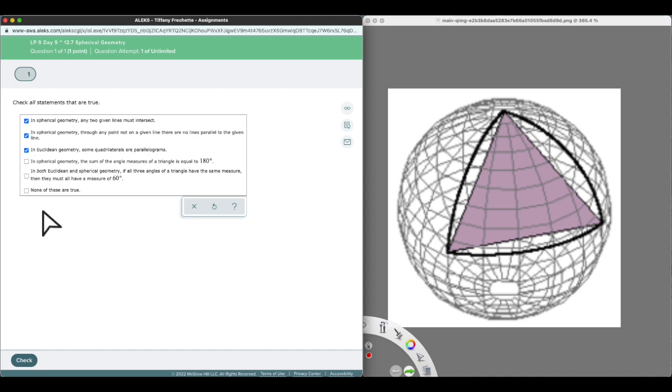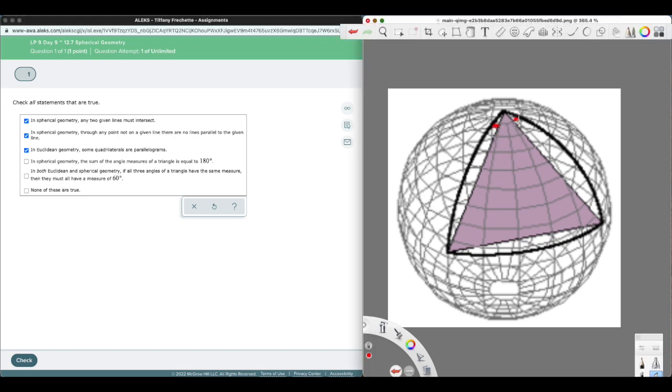In spherical geometry, the sum of the angle measures of a triangle is 180 degrees. So be careful. That's Euclidean geometry. That's our regular triangle here. That would be this purple guy here. But in spherical geometry, it's a little bit more because of this extra ballooning space when it kind of stretches out over the sphere. So this is not true.